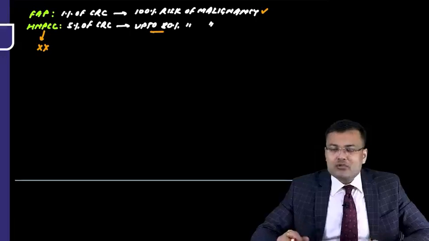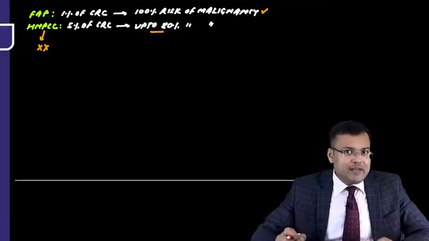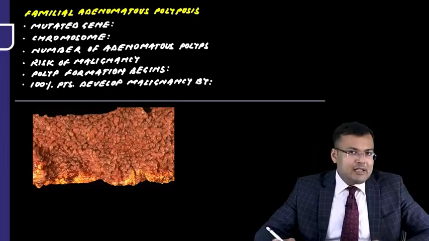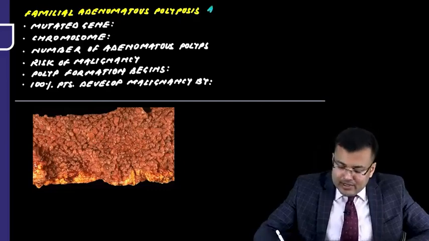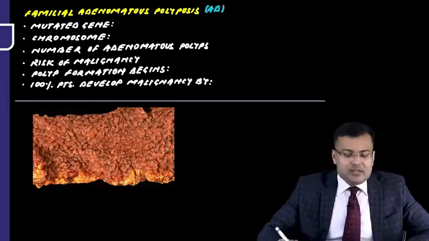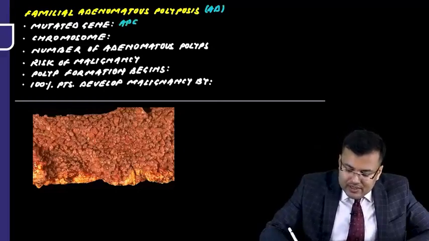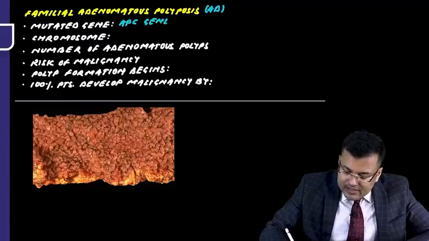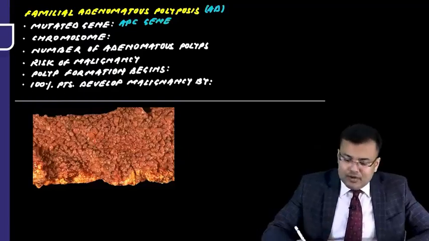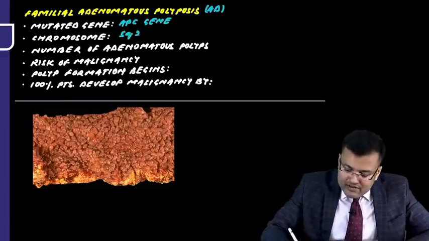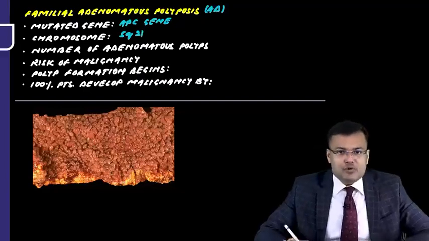So one by one, we are going to discuss. First, we are going to discuss FAP. Both FAP as well as HNPCC are autosomal dominant. Clear? What is the mutated gene in FAP? It is the APC gene, and the full form is adenomatous polyposis coli gene. It is located on chromosome number 5, q21. q means long arm of chromosome number 5.